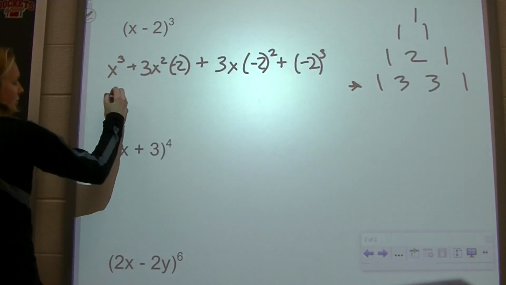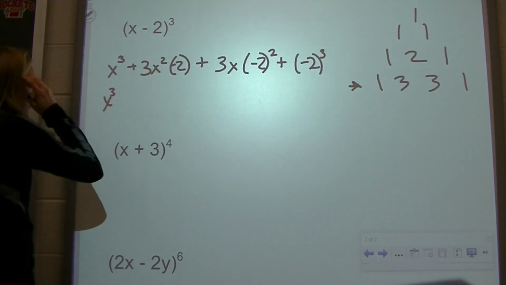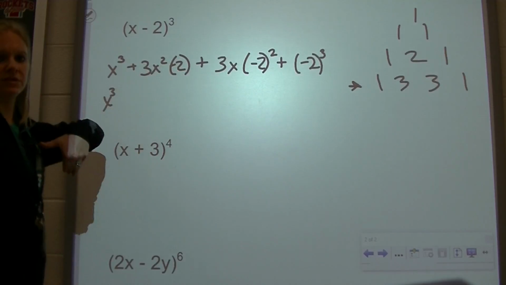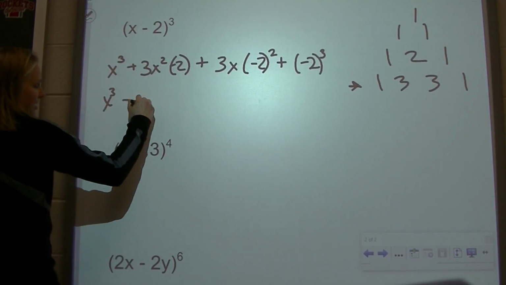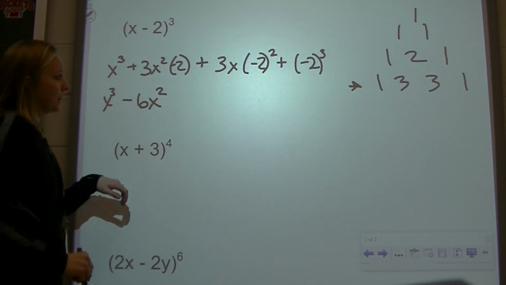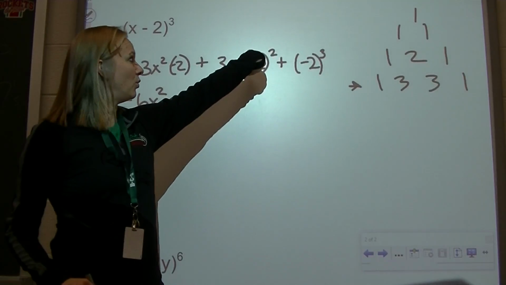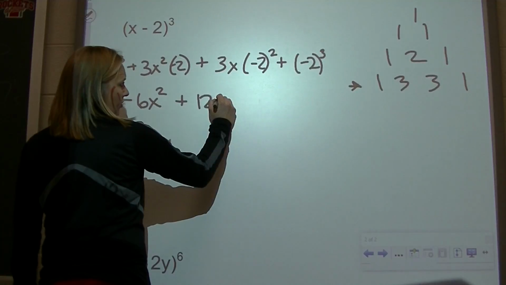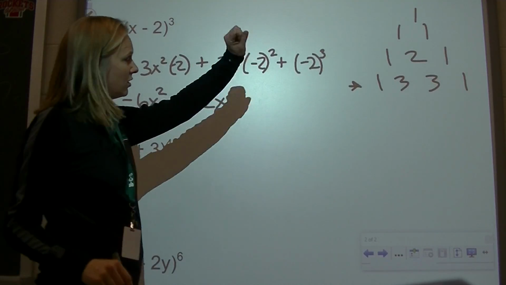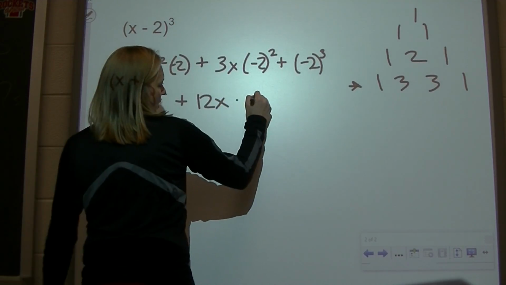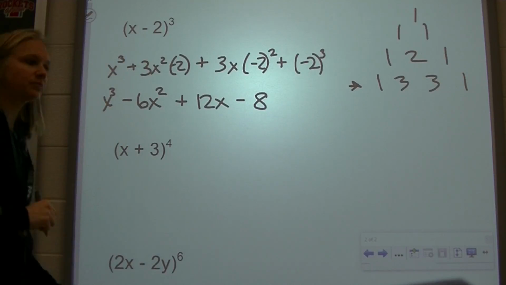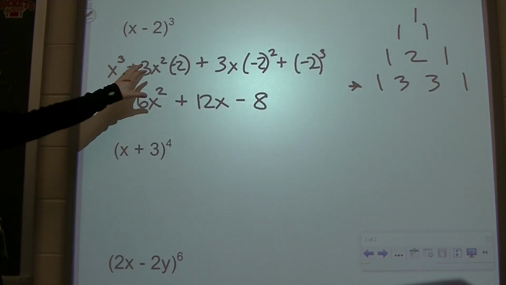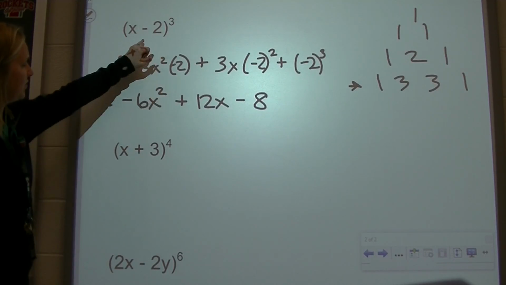There's nothing that can simplify here, so it's going to be x to the third. But here we have 3x squared times negative 2. Well, that's going to be negative 6x squared. Here, this turns into 4, so we have 3x times 4. Well, that's 12x. And then here we have negative 2 cubed. Well, that's negative 8.